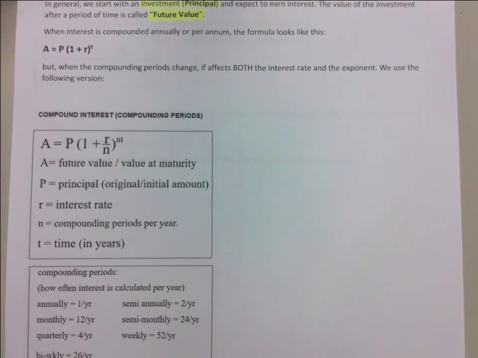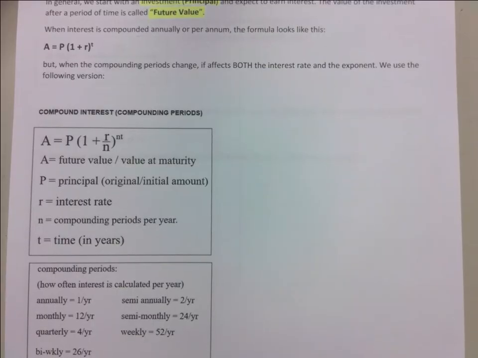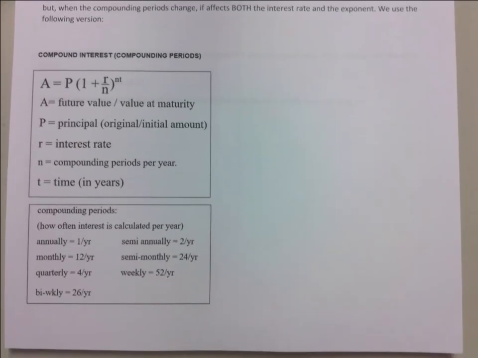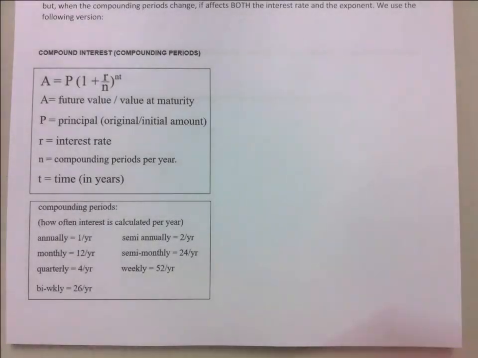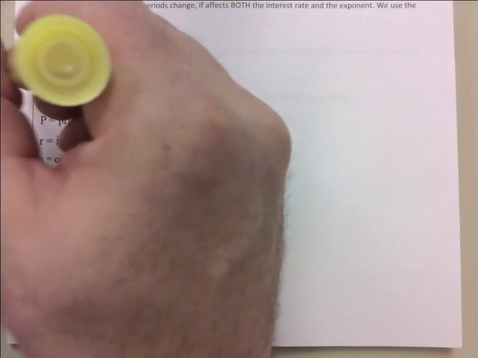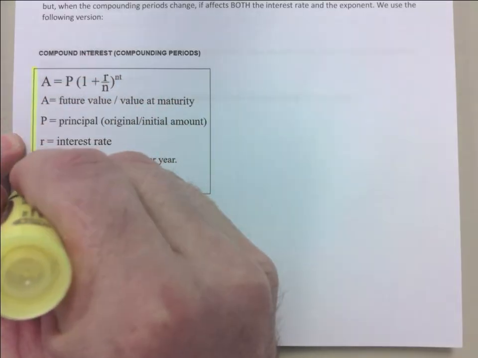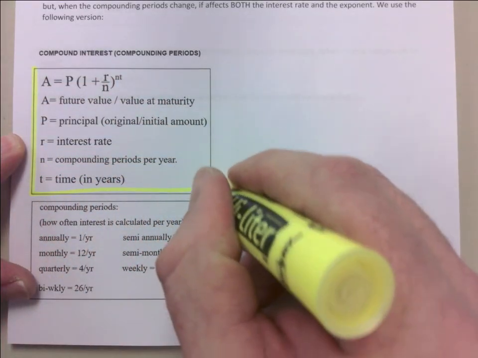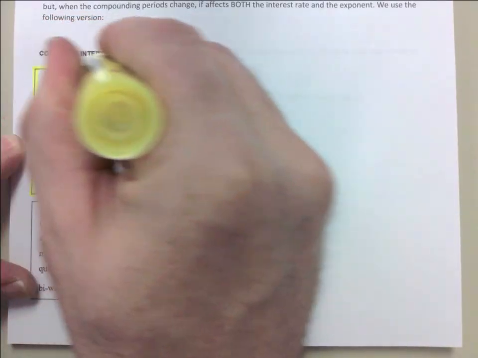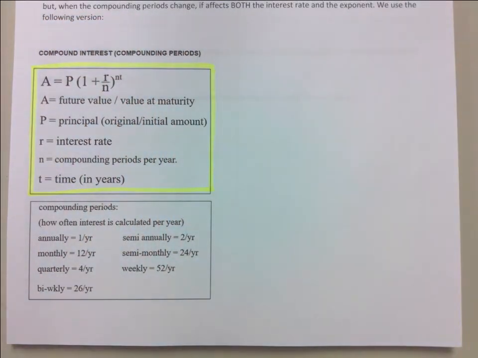When the compounding periods change, it affects both the interest and the exponent. So this is a must. Have this boxed in. This is the compound interest formula.